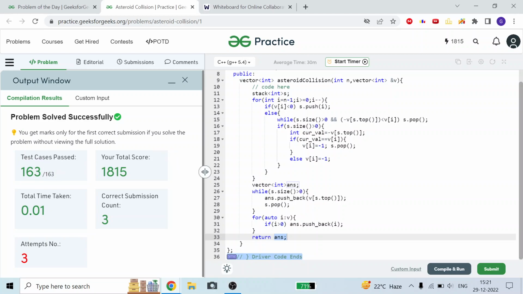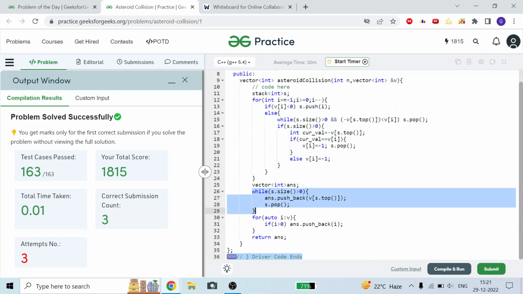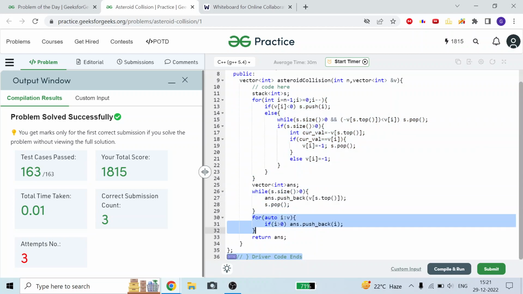And here the time complexity: this is an O(n) loop, at maximum. Suppose all elements are negative, this is also an O(n) loop, suppose all elements are positive. So maximum we are running O(3n), which is O(n). And each element I push back into my stack at most once, and remove at most once. So the time complexity will remain O(n), something like O(4n), but 4n will be n.